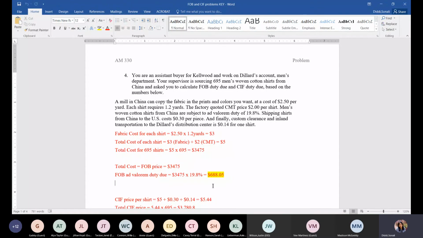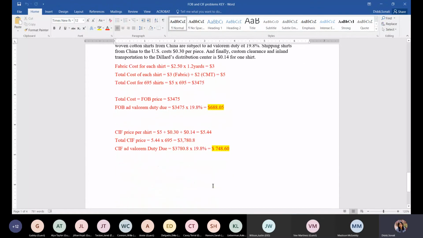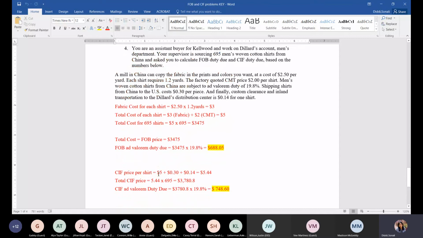Because this was just an ad valorem duty, you didn't have to do anything else but just calculate ad valorem duty. And then for the CIF, including the $5, you had to take into account the other two expenses, which raised the total value per shirt, and then multiplied by the total number of shirts. Again, it's a little bit more than FOB price in terms of the duty due. Questions?